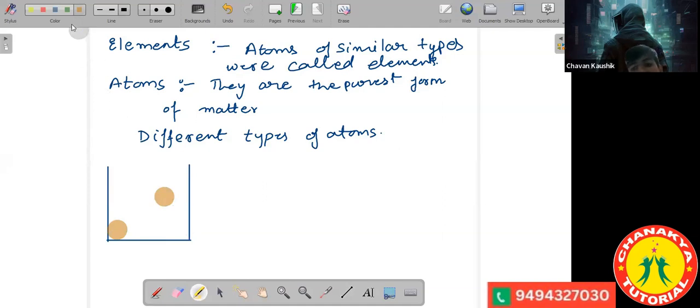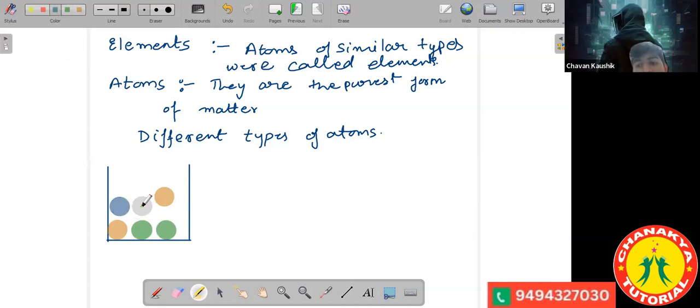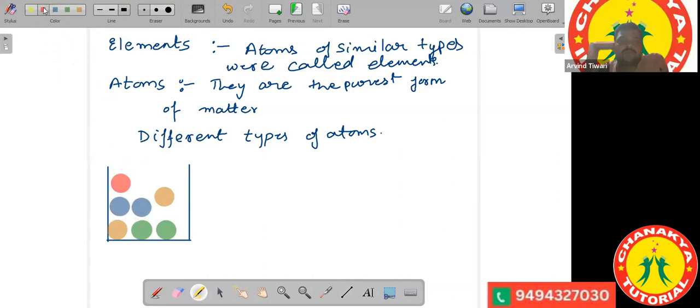Wait, sir, how are atoms of similar types called elements? Okay, gold is an element, right? So how is it similar to an atom? Is it like a compound of atoms that are called elements? No. A compound of atoms is not called an element. Just wait. It's like this.